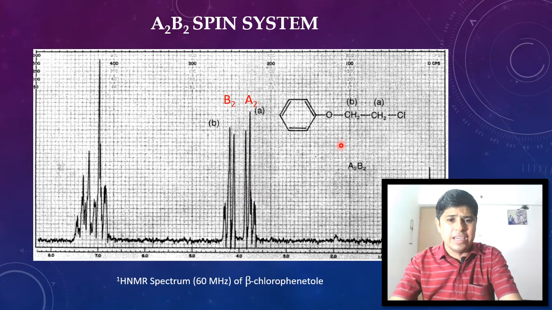these signals, these multiplets, this CH2 which is adjacent to chlorine should give a triplet, and the CH2 which is adjacent to oxygen should also give a triplet. Both these CH2 should give a triplet, and that triplet should be a clear, proper triplet. But if we see this 1H NMR, the triplets are not proper, not a clear triplet.